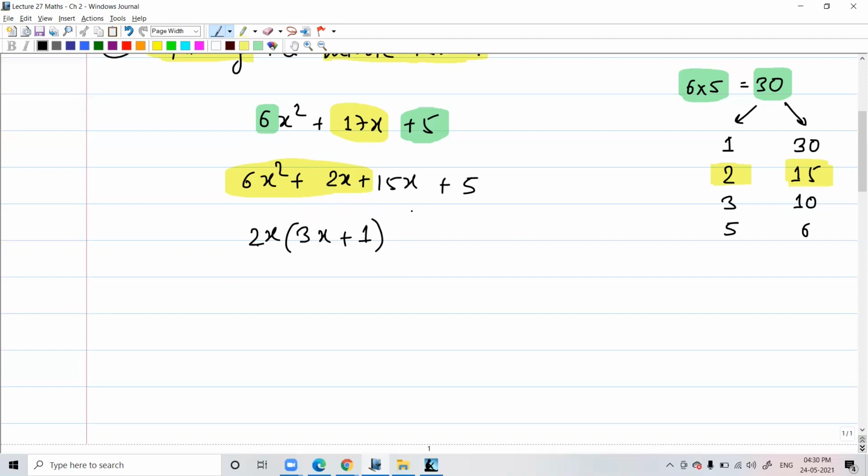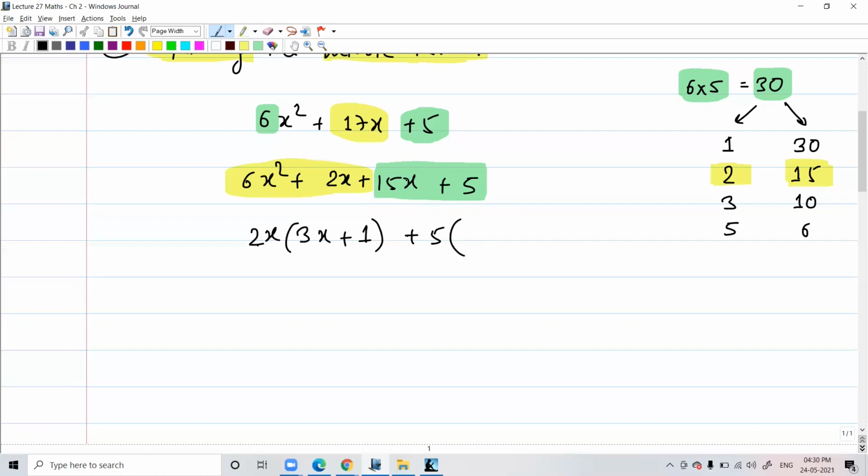Same way we take the last two terms, 15x plus 5. And we have to check what is common between them. And as you can see, 15 and 5, there is a 5 common between them, no? So we can take a 5 common. The first term has x, but the second one does not have x, right? So we can't take x common this time. Only 5 is the number which is common between the two terms. Okay. So I have taken that 5 common.